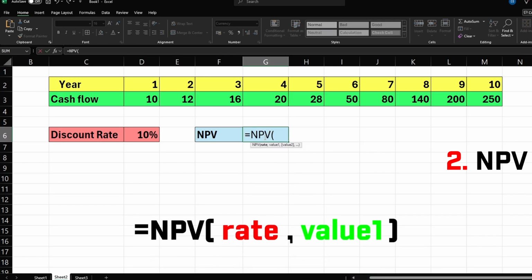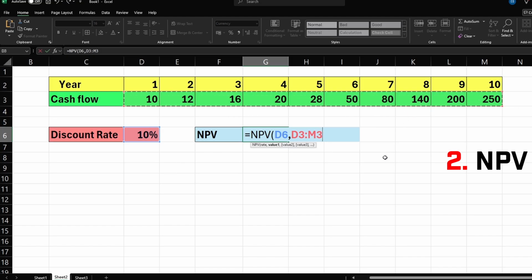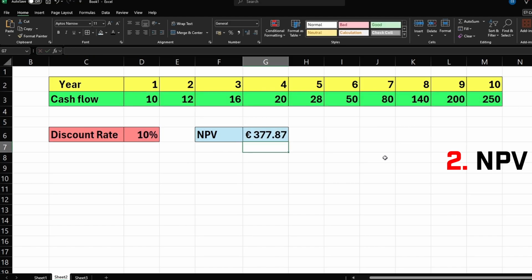Enter the formula equals NPV. Firstly, select the rate, which in our example is 10%, then the range of cash flows over 10 years. Press enter, and Excel will calculate the NPV for these cash flows.